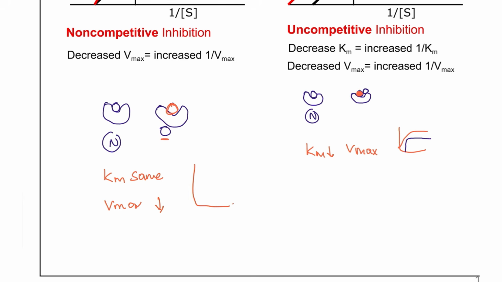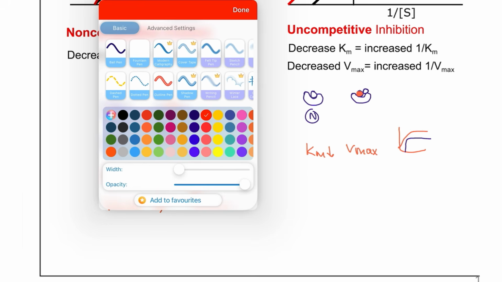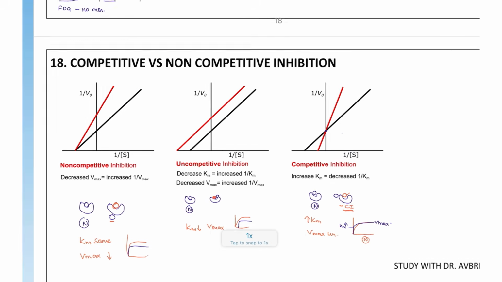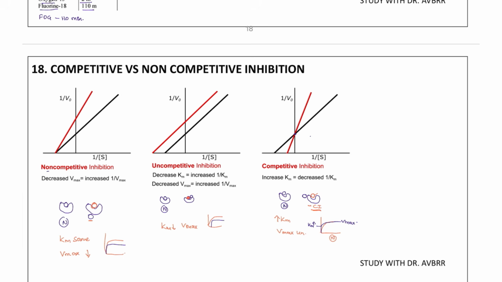So let's see in the graph. This is the normal one, right? Km is unchanged, but Vmax is decreased. So this is the representation of non-competitive inhibition, in the Lineweaver-Burk curve. If there is a meeting point together, that is non-competitive. A meeting point in the middle is competitive. There is no meeting at all, that is uncompetitive.